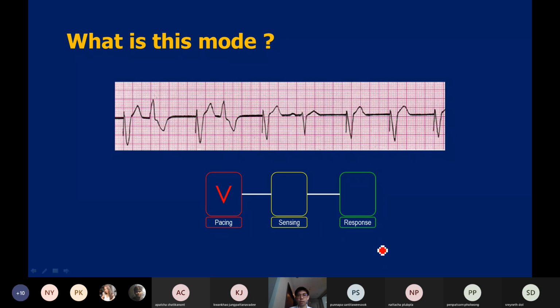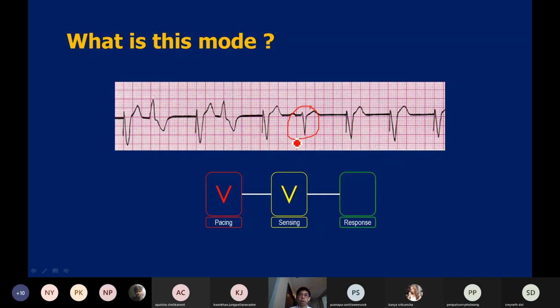And what is the sensing? Yes, it is sensing V, because you see that there is a QRS here, and the pacemaker does not pace on this QRS or near this QRS, so it could sense V.